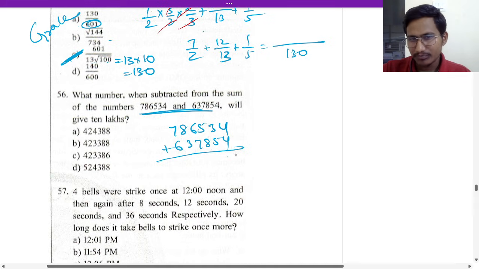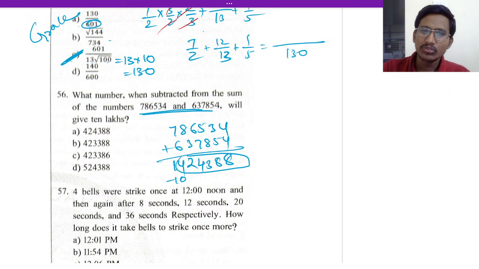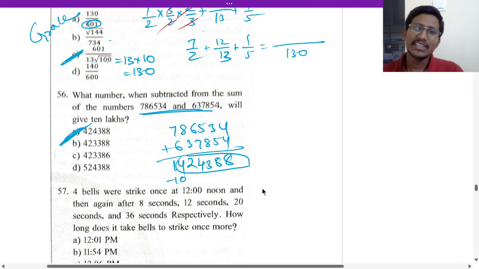So here if you see, 8 8 is 13 carry 1. Okay, so that is 14 carry 1, 12 carry 1, and then 14. So 14, 10 lakh if you subtract, you will get 4 lakh and then 24,388, like 4 lakh 24,388. Option A is the answer.